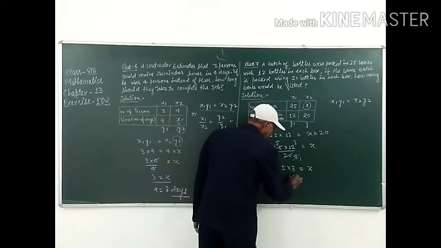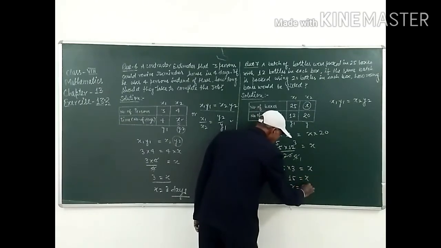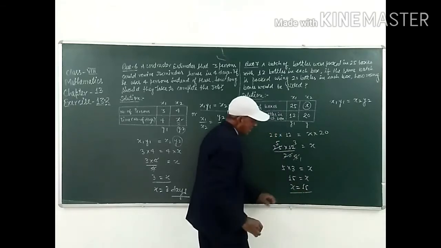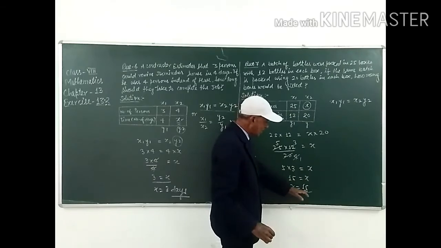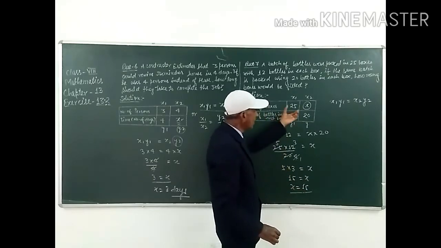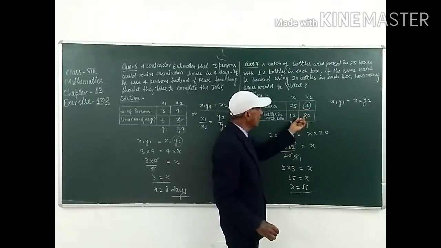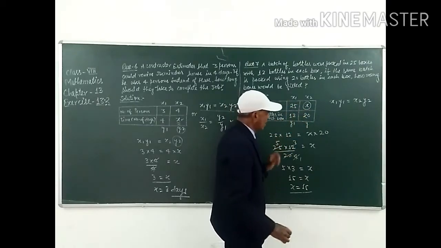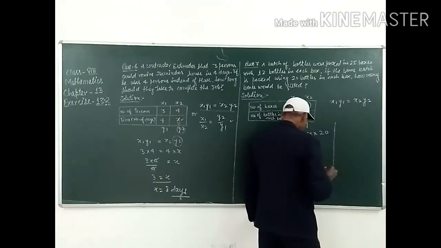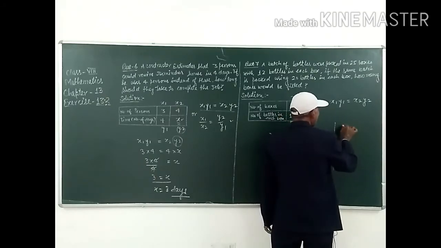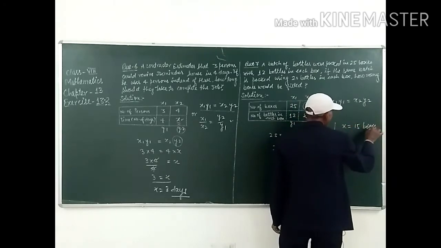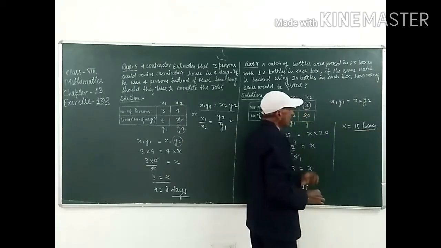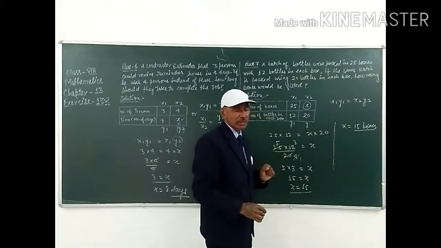So 5 threes are 15, which is equal to x, or x is equal to 15. So the unknown quantity, that is x, is the number of boxes. x is equal to 15. It means we need 15 boxes to fill the bottles. So the answer will be x is equal to 15 boxes. So students, to fill the bottles we need 15 boxes here.